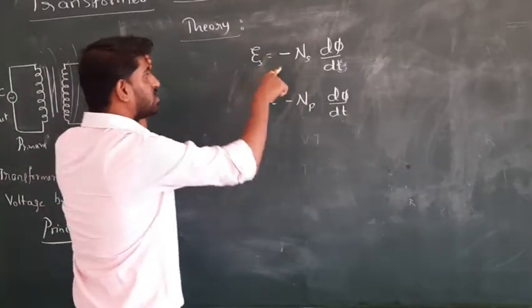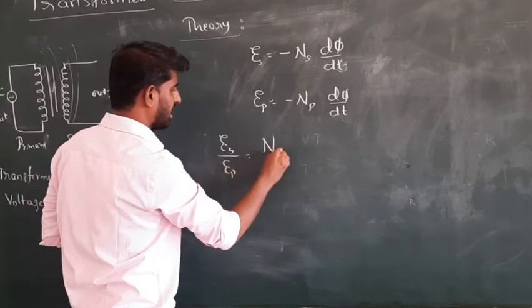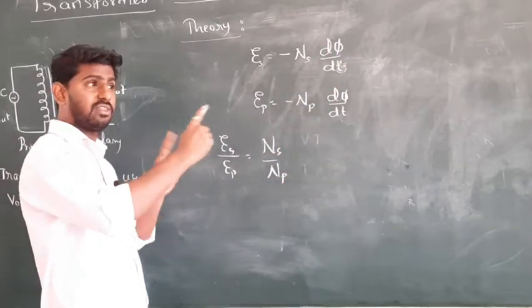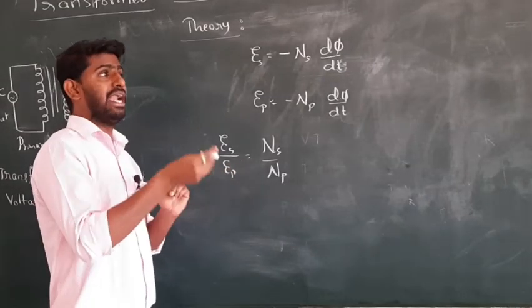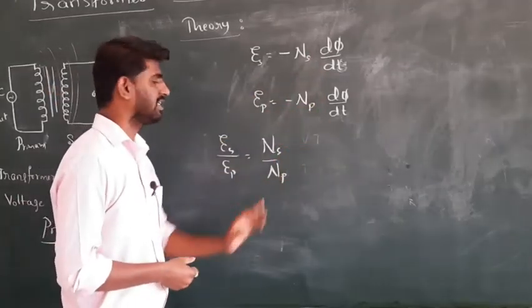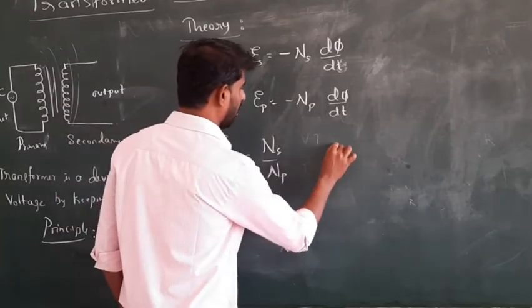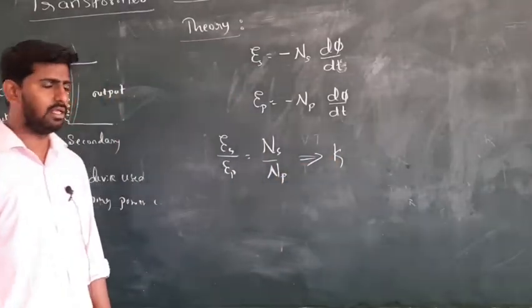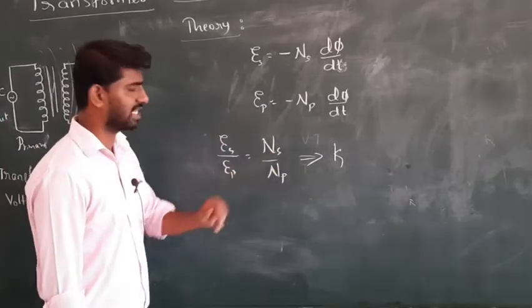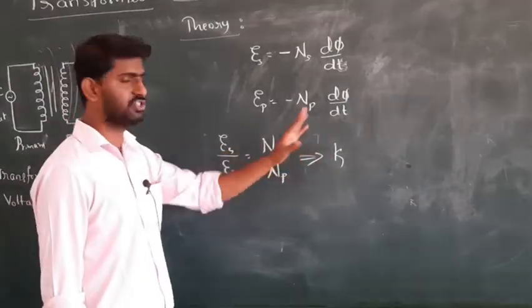And see here, if I divide these two equations, I can write ES divided by EP is equal to NS divided by NP, and these two terms get cancelled, because for both the coils, the changing magnetic flux linked with the coils is the same. That is why we can cancel them. This ratio is called K. So ES by EP is equal to NS by NP. What is NS? Number of turns in the secondary coil, and NP the number of turns in the primary coil, and this is equal to K. This ratio and this ratio are equal.